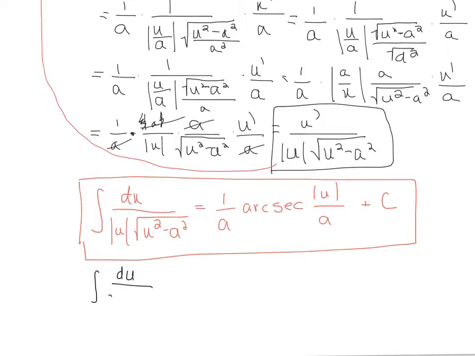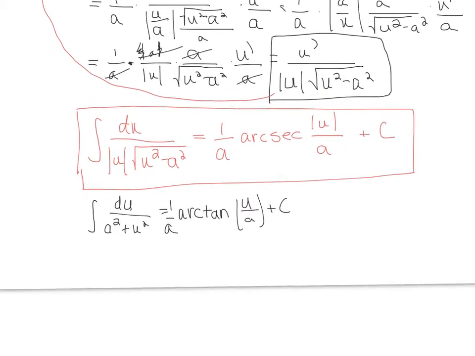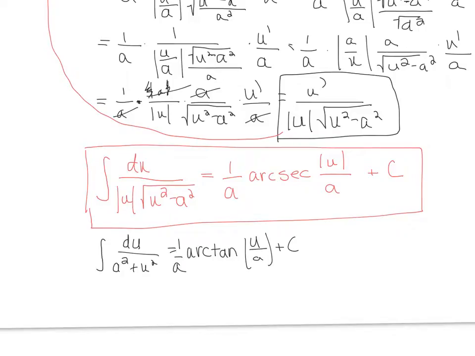I should be saying a squared plus u squared. Right, that's going to go to 1 over a arctan u over a plus c. But remember, the derivatives of arctan and arccotan were just off by a negative.